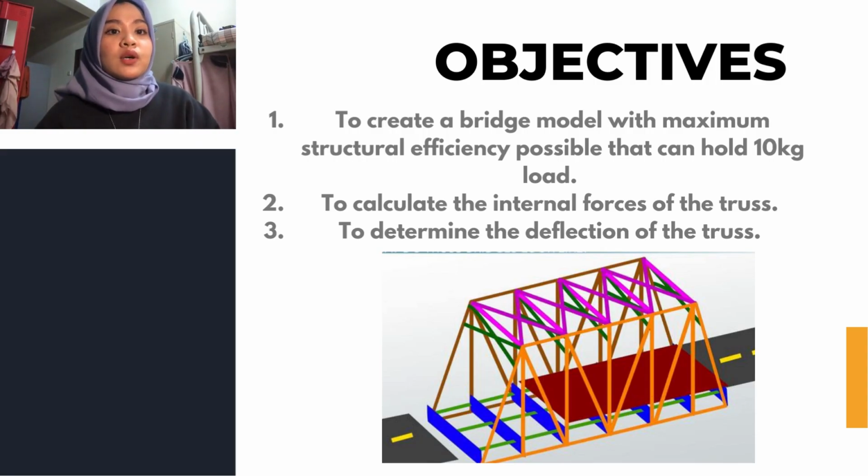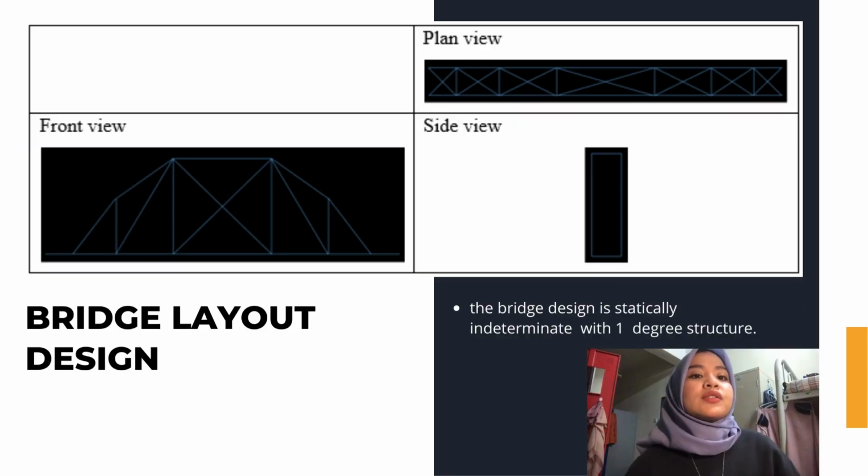So the objectives of our project is, first, to create a bridge model with maximum structural efficiency possible that can carry a 10 kg load. The second one is to calculate the internal forces of the truss, and the last one is to determine the deflection of the truss. So this is our bridge layout design for the plan view, front view and the side view. And then our bridge design is statically indeterminate with 1 degree structure.